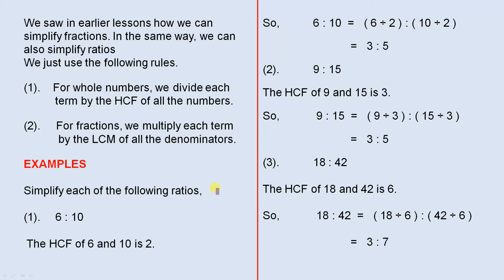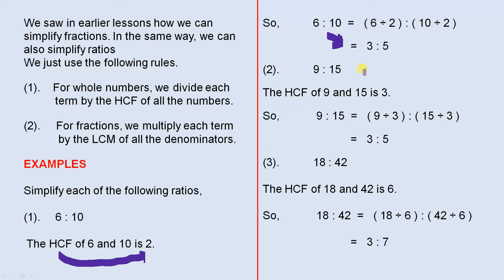Simplify each of the following ratios. Number 1, 6 is to 10. The HCF of 6 and 10 is 2. That is, it's the highest number that divides evenly into both of those numbers. That's what we call the HCF. In this particular case, it's 2. So 6 is to 10 will be 6 divided by 2 is to 10 divided by 2. So that's going to be the simplified ratio. 6 divided by 2 is 3, 10 divided by 2 is 5. So 6 is to 10 can be simplified to 3 is to 5.